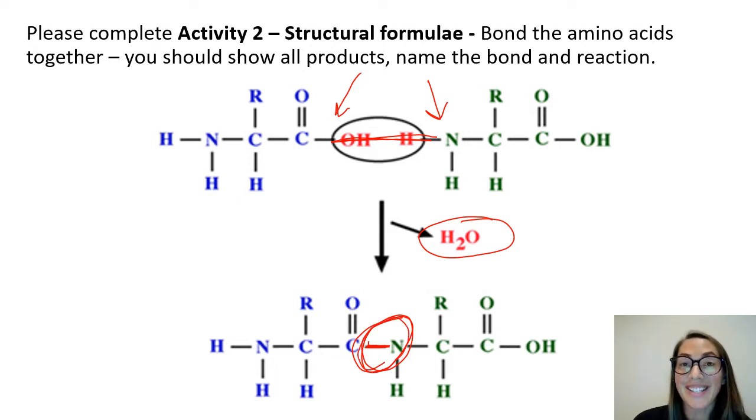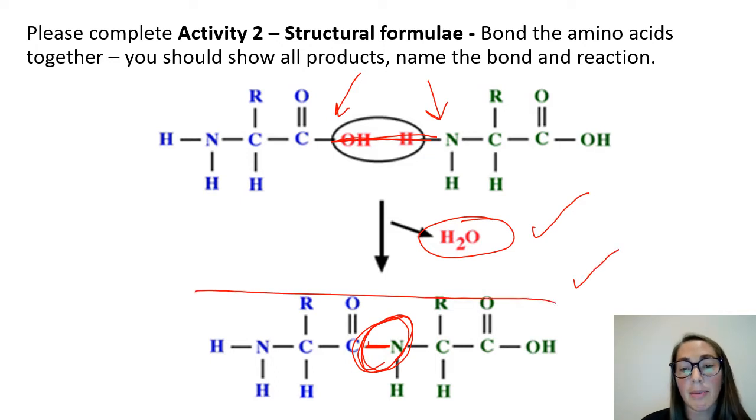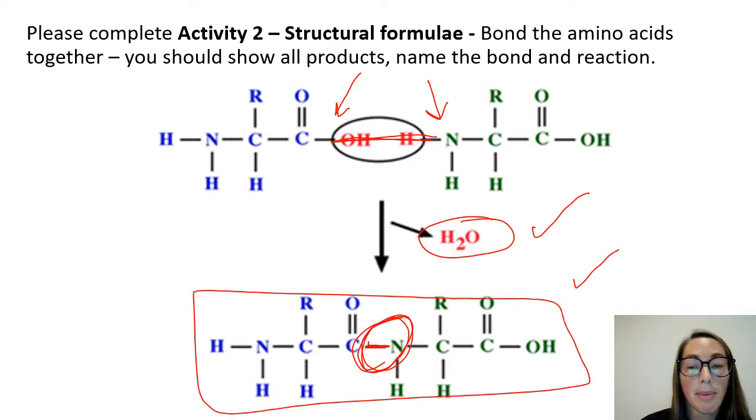We get 2 products in this reaction. So the first one is water, and the second one is a dipeptide. Now the dipeptide is called a dipeptide because it's got 2 amino acids.